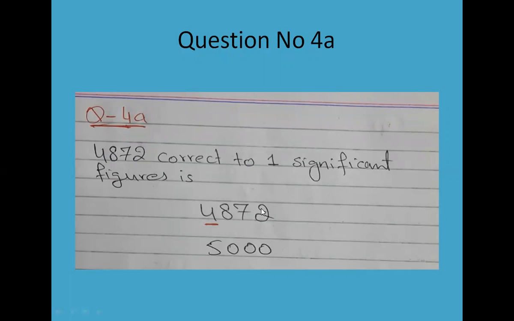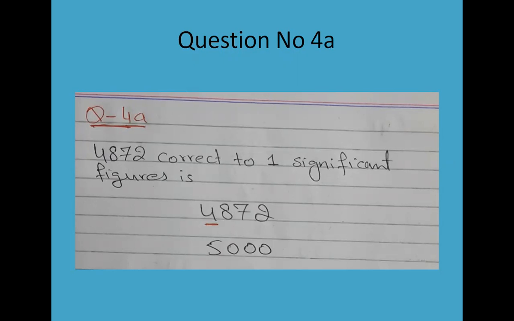You see, 4,872, one significant figure. We count the significant figures from the left side. So the first non-zero digit here is 4. So this one is the first significant figure. So the rest of the figures, I will drop them. In place of them, I will round it off. And I will keep this one, which I have underlined, because that is the only one significant figure which I want to keep.